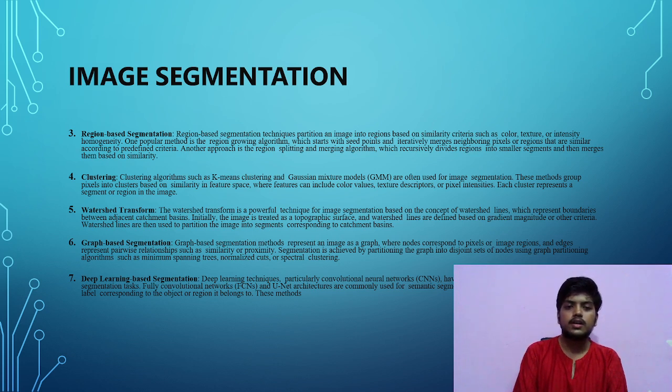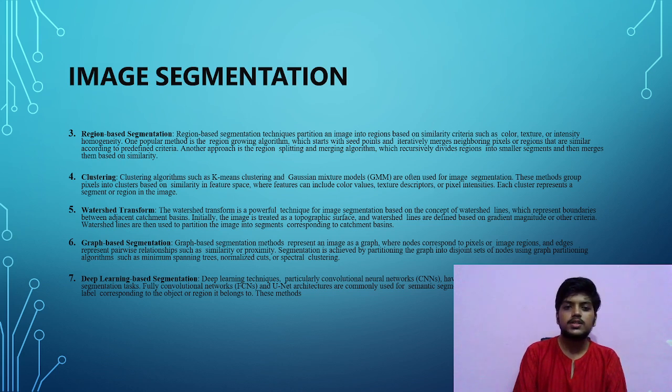Next one is clustering. Clustering algorithms such as the K-means algorithm and Gaussian mixture models are often used for segmentation. This method groups pixels into clusters based on similarity in feature space, where features can include colors, textures, descriptors, or pixel intensities. Each cluster represents a segment or region in the image.